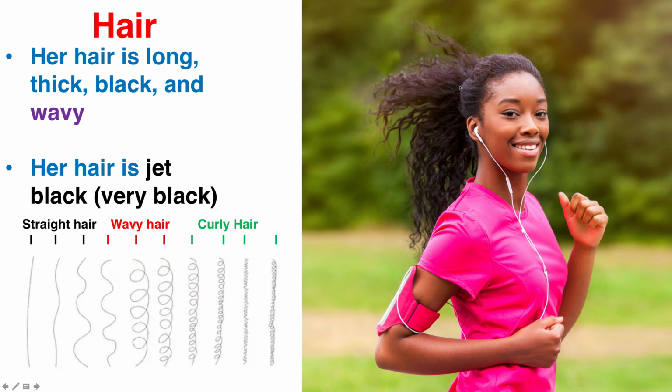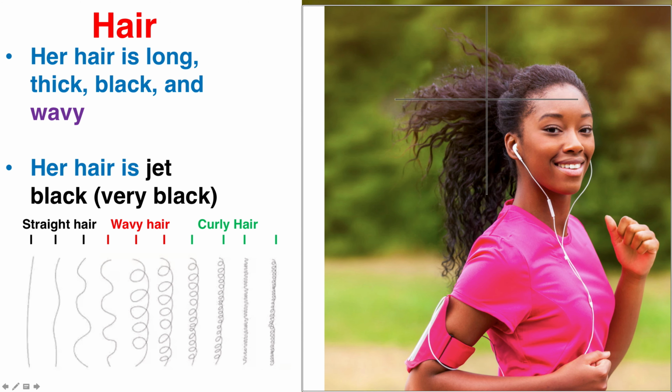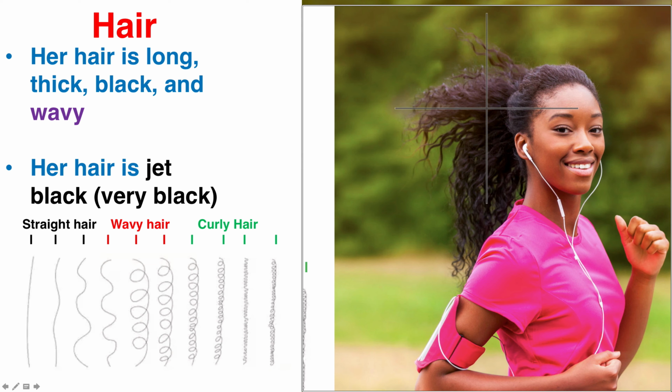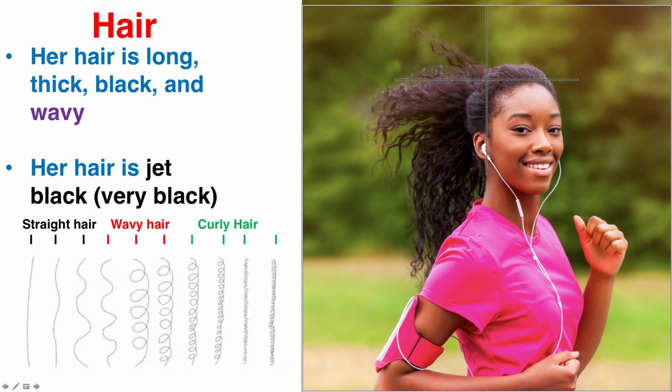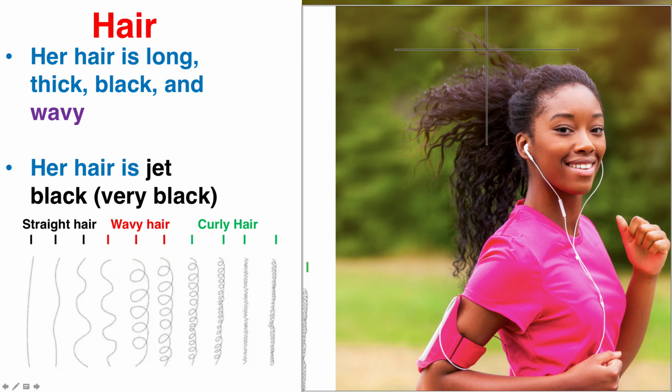How did you describe her hair? So here we can see that her hair is long, very long. It's thick. There's a lot of it. It's black, dark color, and it's wavy like this over here.